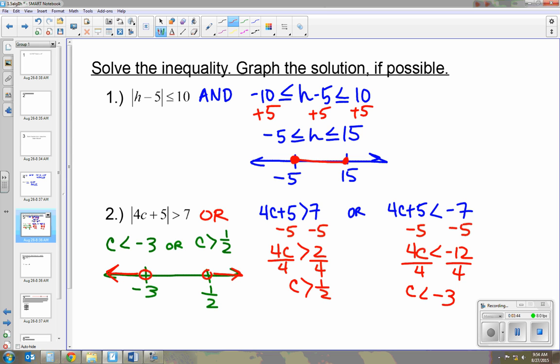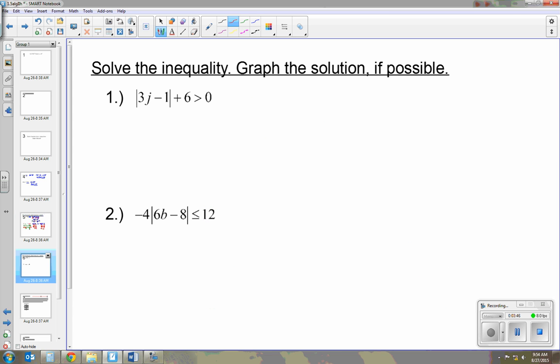Okay. Let's try some more examples. Now remember, when we have an absolute value, we always have to get it isolated. We have to get it alone before we can split it into two different inequalities. So for number 1, absolute value of 3j minus 1 plus 6 is greater than 0. We have to subtract the 6. So let's subtract that on both sides.